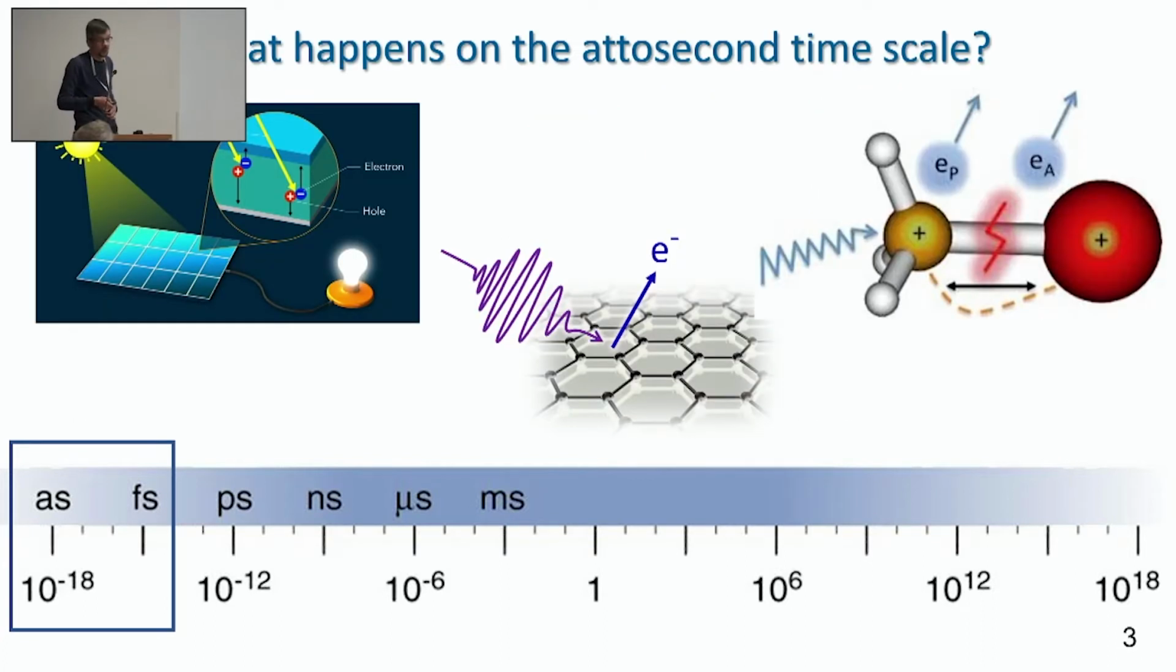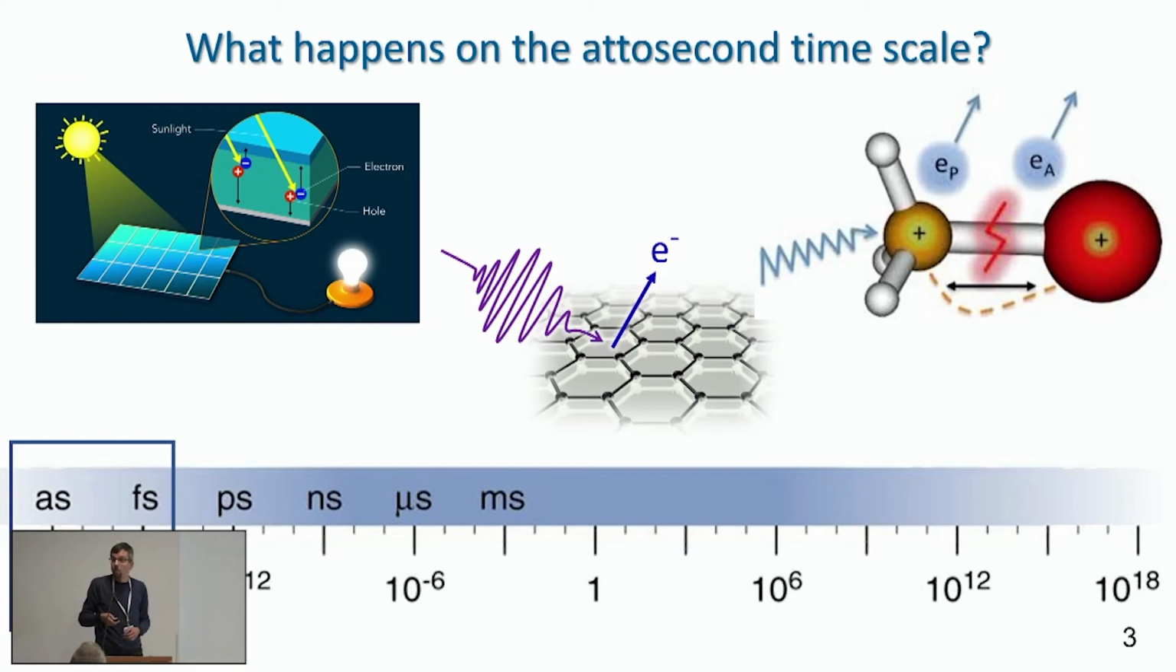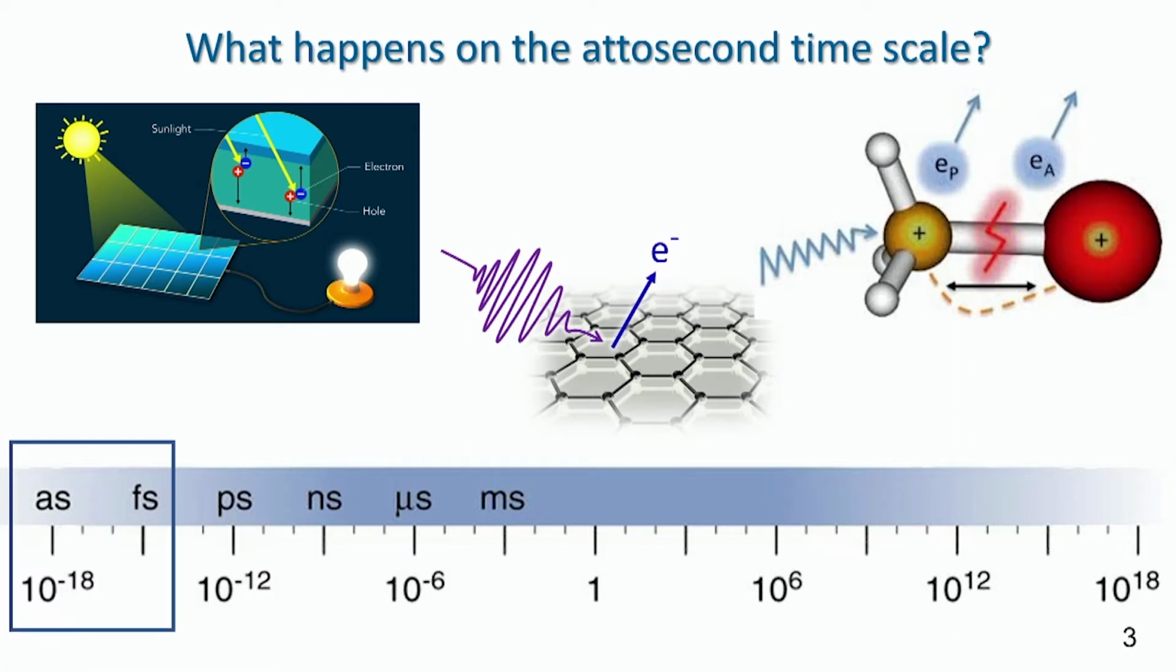Okay, so what happens on the attosecond time scale? I would basically say it's the rearrangement of electrons in response to some external perturbation. For example, the creation of electron-hole pairs, as we know from solar cells, or the photoelectric effect when a laser pulse hits a metallic system, or even the dissociation of molecules. So for electron rearrangement, the natural time scale is attoseconds and femtoseconds.